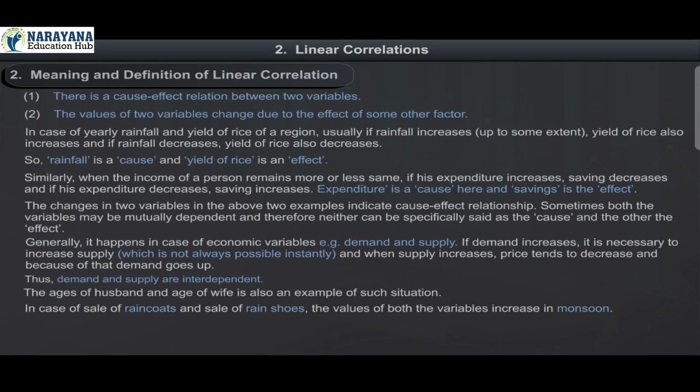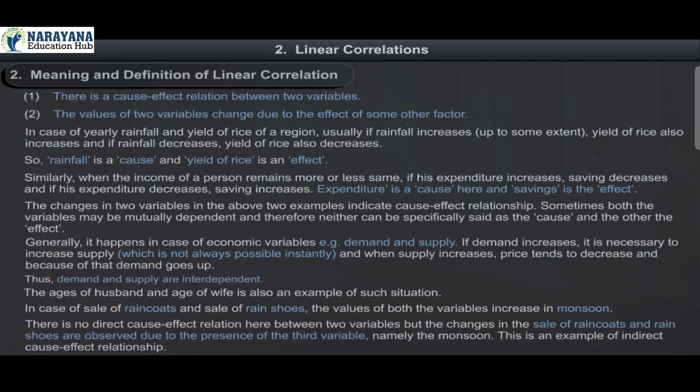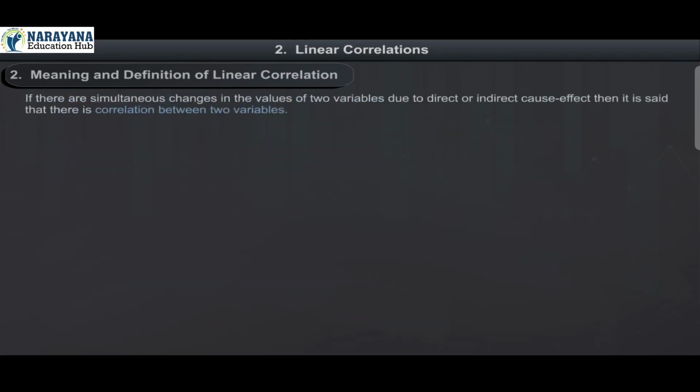In case of sale of raincoats and sale of rain shoes, the values of both the variables increase in monsoon. There is no direct cause-effect relation here between the two variables, but the changes in the sale of raincoats and rain shoes are observed due to the presence of a third variable, namely the monsoon. This is an example of indirect cause-effect relationship. If there are simultaneous changes in the values of two variables due to direct or indirect cause-effect, then it is said that there is correlation between the two variables.